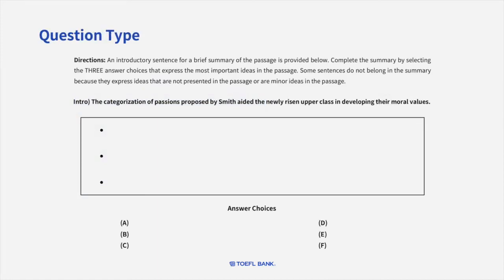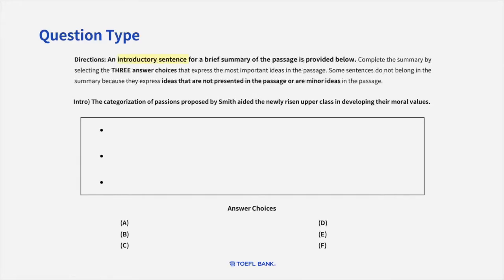Summarization questions are those that look like the following. An introductory sentence for a brief summary of the passage is provided below. This introductory sentence could become very useful in solving the problem, so make sure you fully understand this sentence as well. Complete the summary by selecting 3 answer choices that express the most important ideas in the passage. Some sentences do not belong to the summary because they express ideas that are not presented in the passage or minor ideas in the passage. So incorrect answer choices will include details that were not mentioned in the passage or minor ideas.